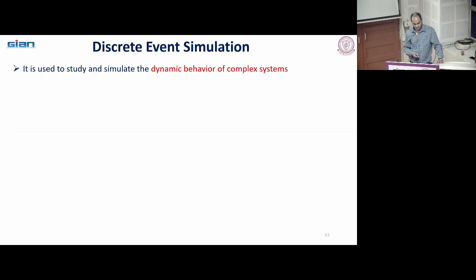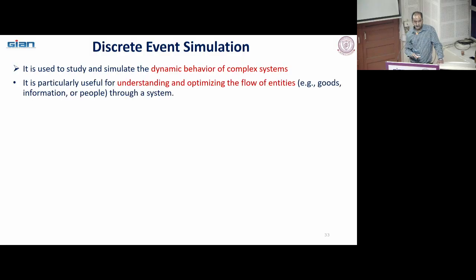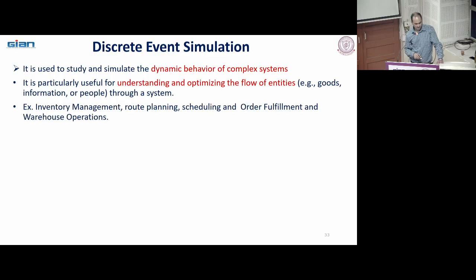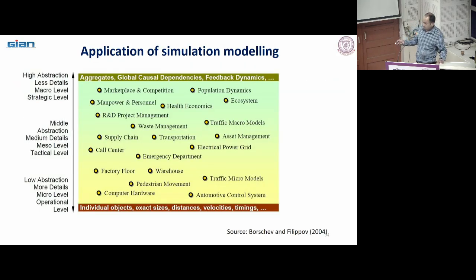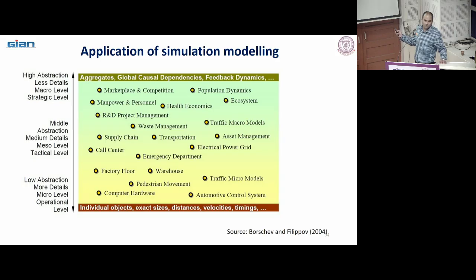Discrete event simulation is normally used for the dynamic behavior of complex systems: goods, information, people, or in a bank or hospital, how many times or when the customers or patients arrive, and inventory. Application: you can see where you can use the simulation techniques. Population dynamics, like if you want to do the population growth or GDP growth, you do system dynamics. In the middle, supply chain and transportation, you need more details there.